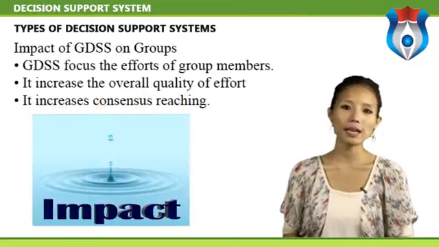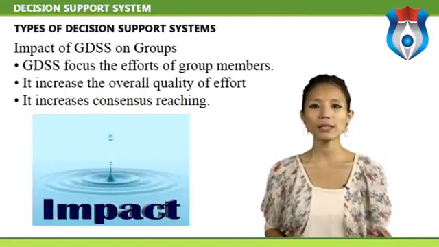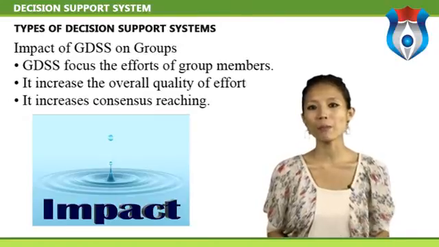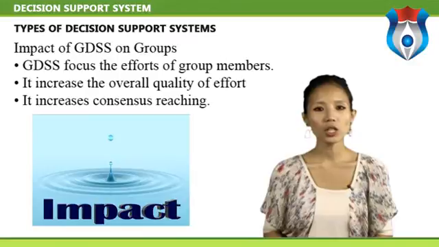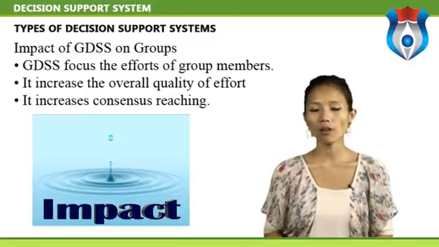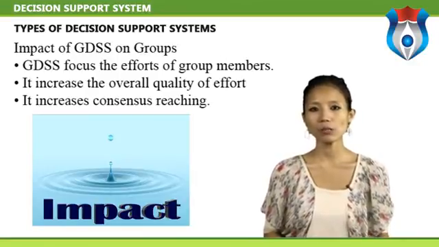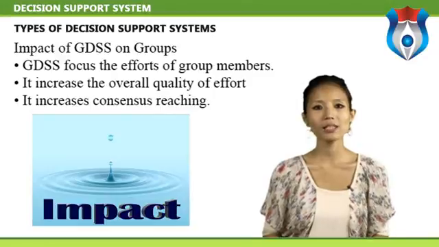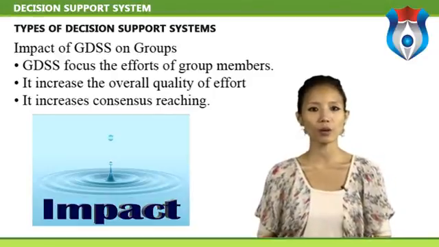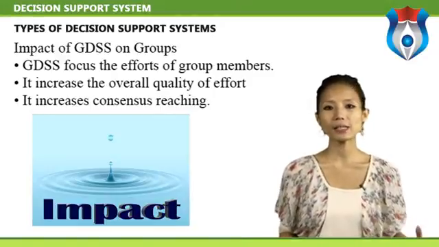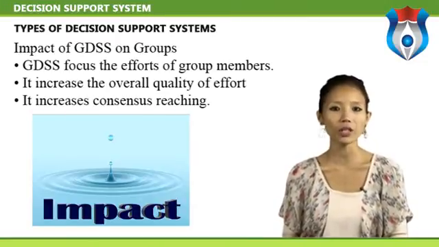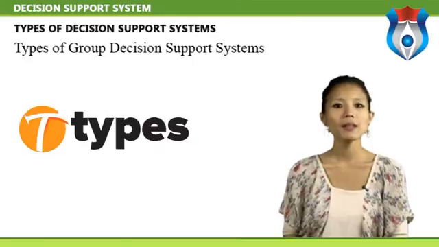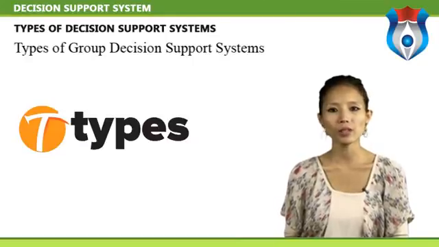Impact of GDSS on groups. GDSS focus the efforts of group members towards a task or problem to be solved by the group. GDSS increase the overall quality of effort put into the decision process by the group. GDSS increases consensus reaching. How these impacts affect decision time is inconsistent, depending on efforts on tasks and also on increased participation.